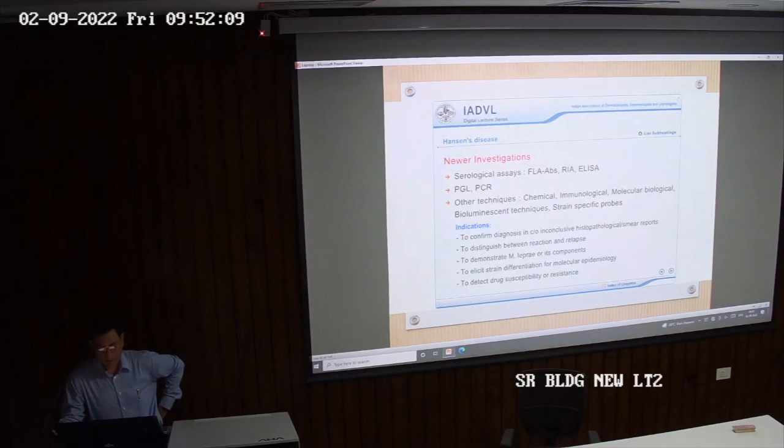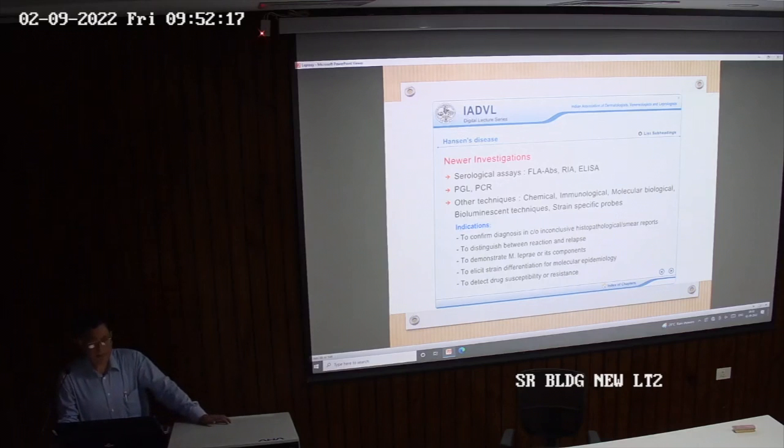So other investigations are the serological assays, PCR, other techniques nowadays used, but mostly the diagnosis is clinical. And slit smear is enough to diagnose, and if you are still suspicious, you can go for histopathology.